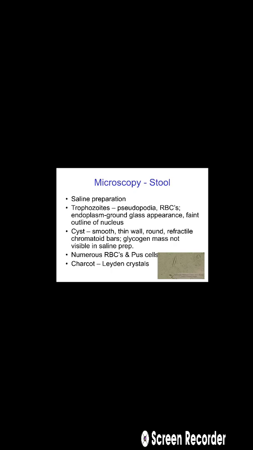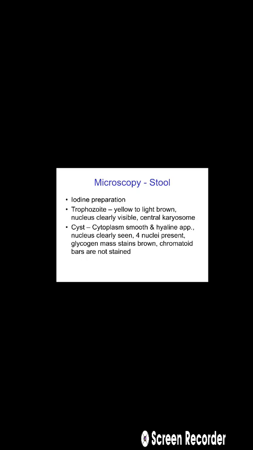And if you want to examine whether the cyst is present or not, you have to perform an iodine mount. It is the same as the normal saline preparation, but in place of normal saline you use 1 drop of iodine, because iodine has some special property. See, this is the picture of the Charcot-Leyden crystal that is found in amoebic dysentery.